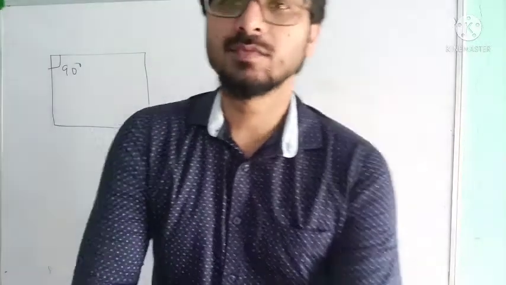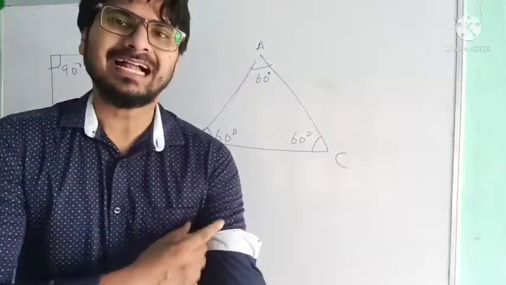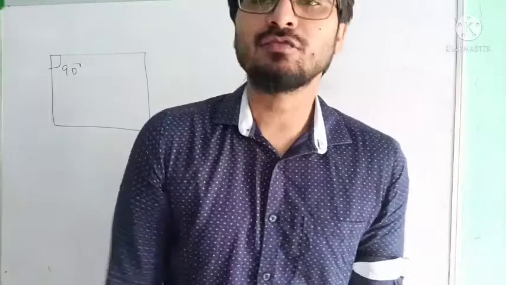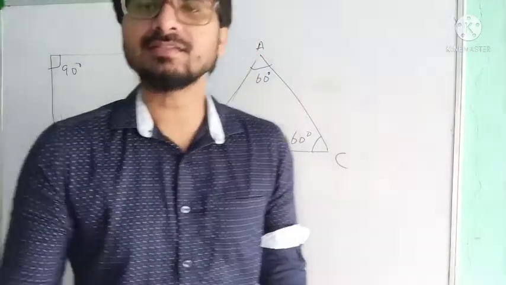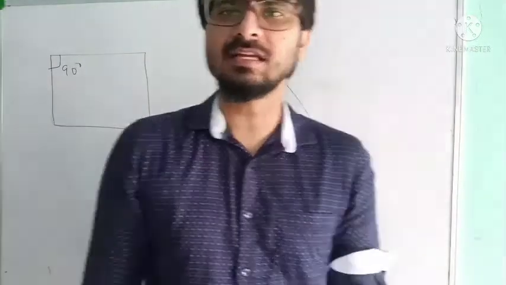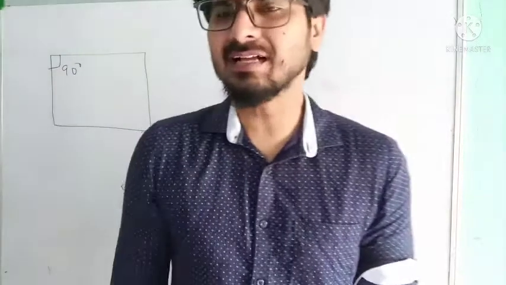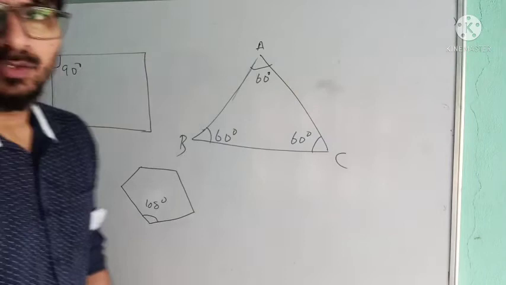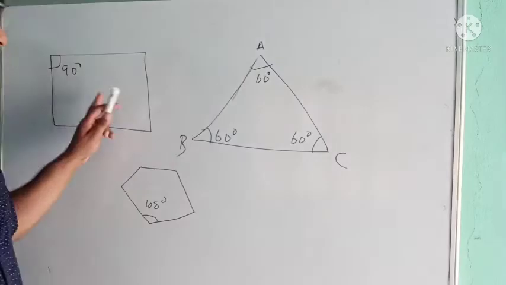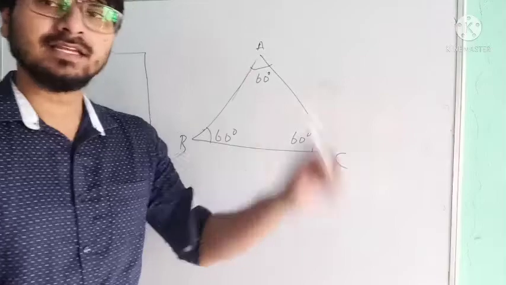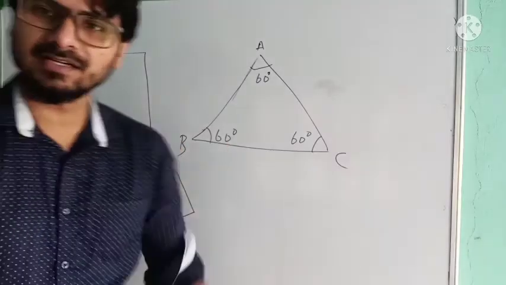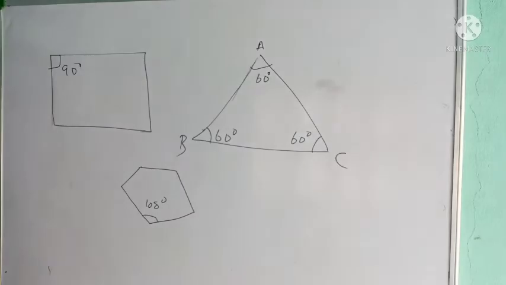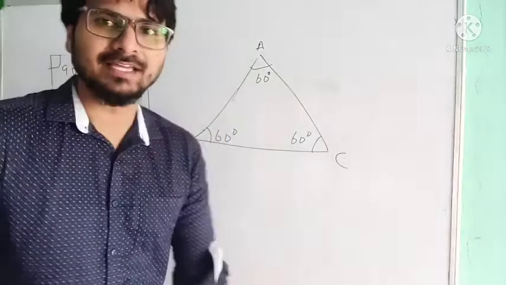Well, good morning. I have to prove that the sum of exterior angles is always 360 degrees, but the sum of interior angles keeps on changing. See, I have taken three figures in order to prove this. One is a rectangle, this is an equilateral triangle, and this is a regular polygon. First of all, let's start with the triangle.